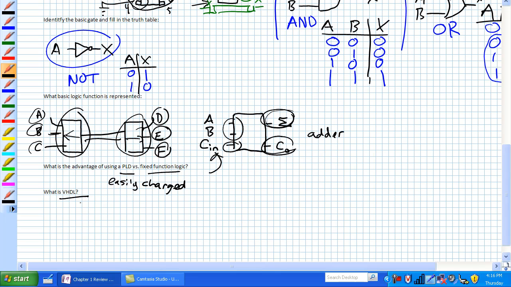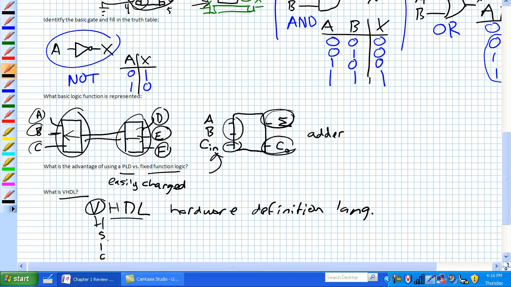All right, while we're on it, topic: what is VHDL? Pause and think about it and come up with your answer now. Okay, we're back. What is VHDL? Well, first up, the HDL is hardware definition language. What does the VHDL stand for? That stands for VHSIC, Very High Speed Integrated Circuit, hardware definition language. But what is it? Well, it's a language used to program logic devices. There's a bunch of different languages out there. This is the most common.